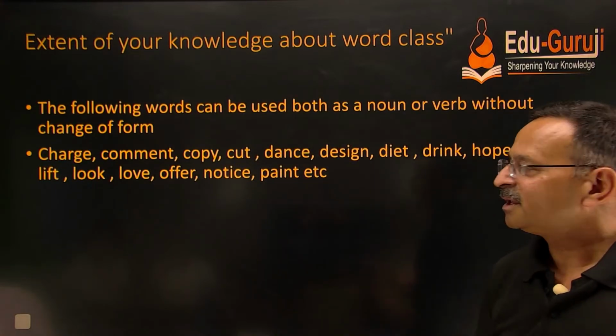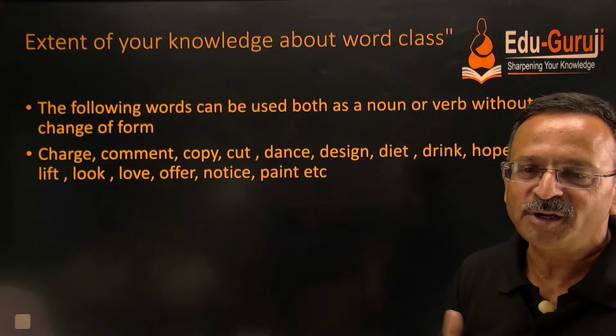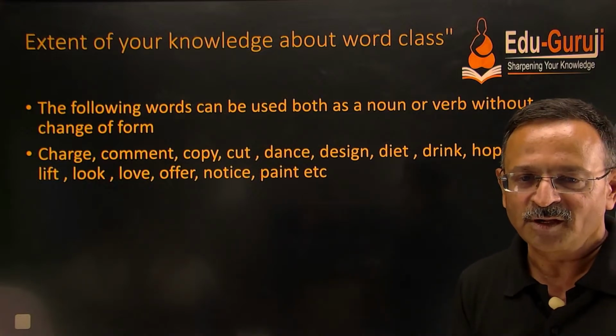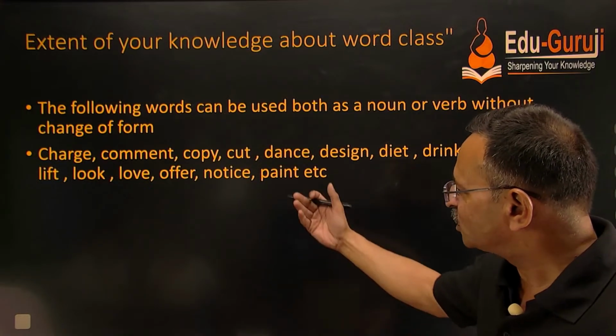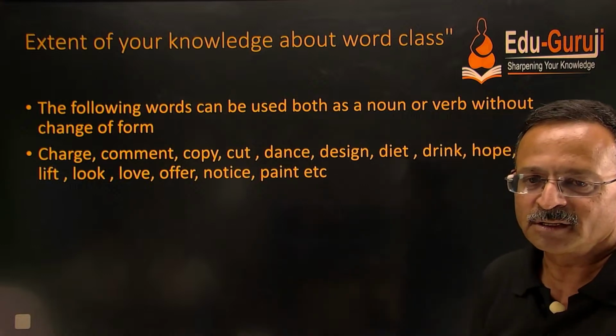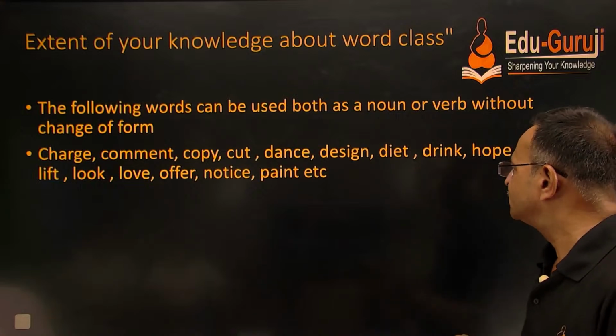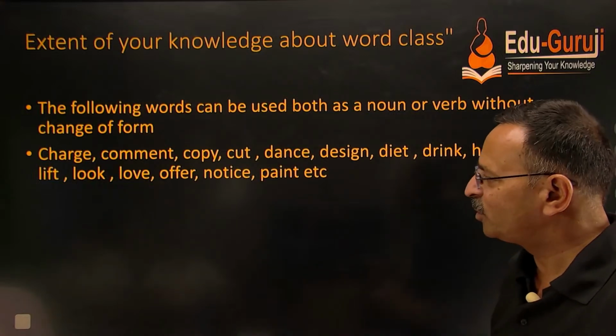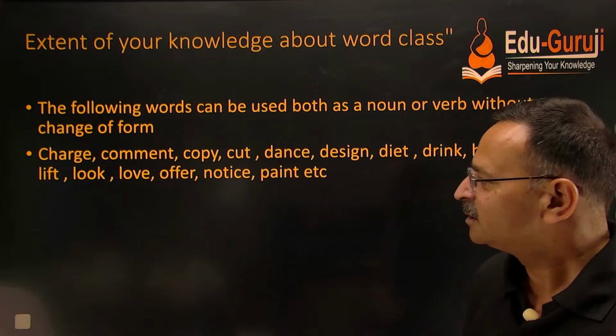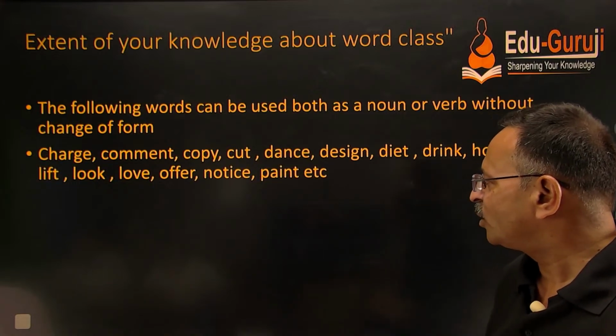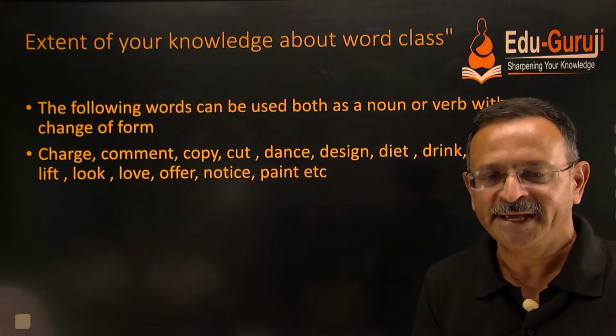Now look, there are certain words which can be used both as a noun as well as a verb without change of the form. So the words are like charge, comment, copy, cut, dance, design, diet, drink, hope, hurry, lift, look, love, offer, notice, paint, etc.